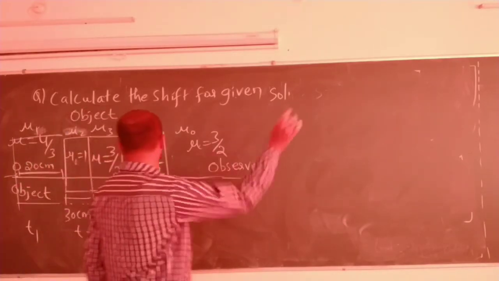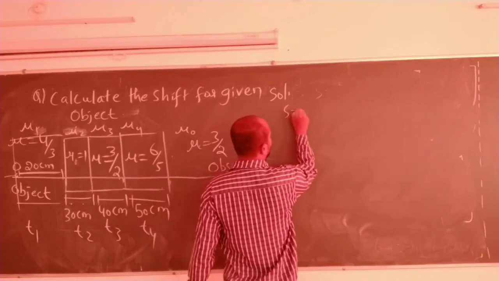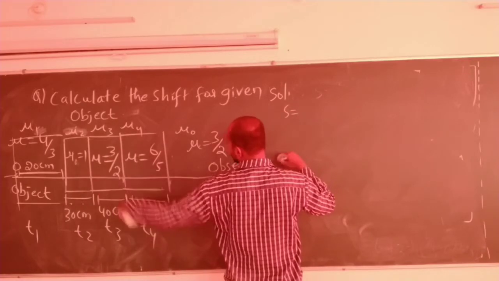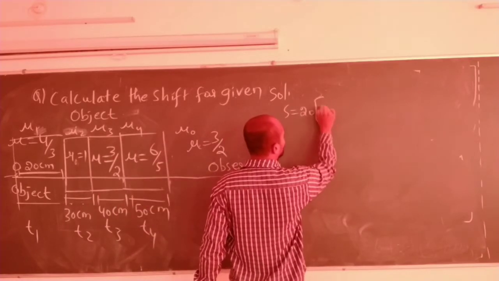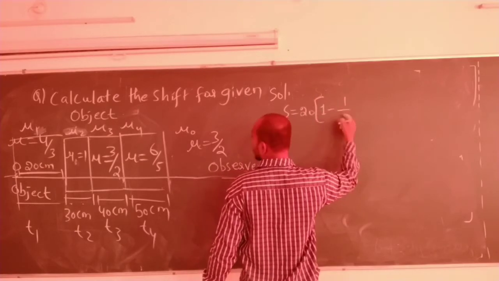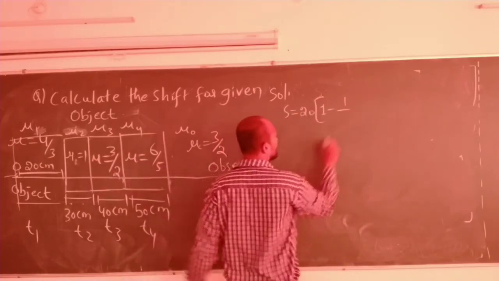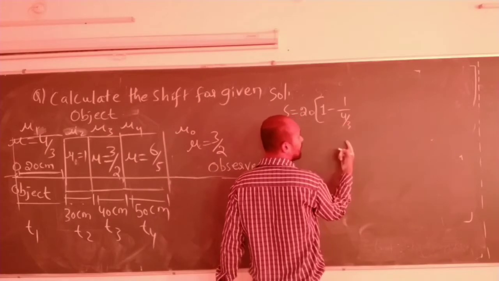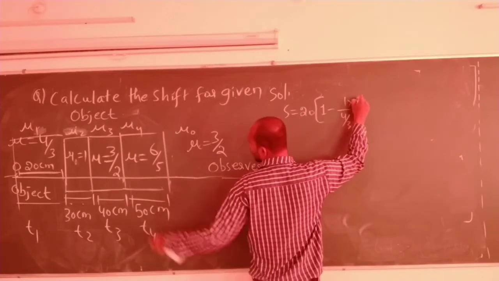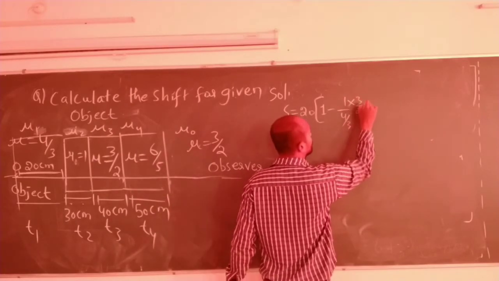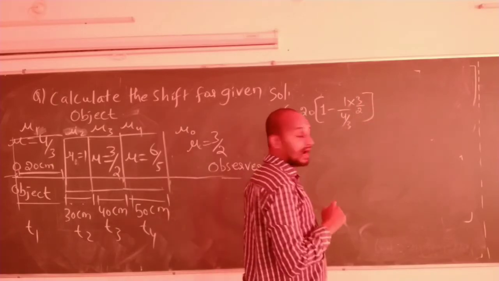What is that? So S is equal to T1. T1 is how much? 20 into 1 minus 1 divided by mu1 divided by mu naught. Mu1 is 4 by 3 divided by mu naught. Mu naught will go upside, so into 3 by 2. Check that. If you write in notes, you will understand.